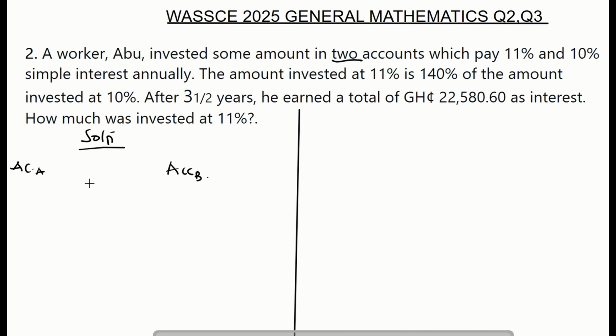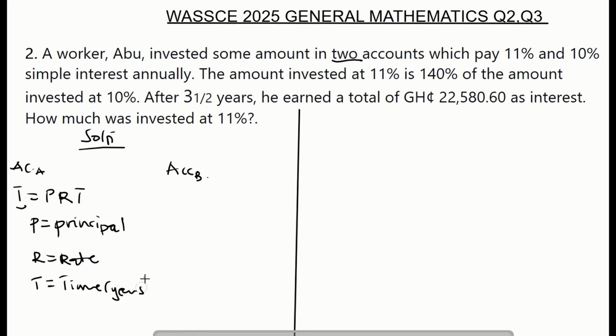Now for account A, let's first put the relation. Our interest is equal to our principal times the rate and then the time, where P is the principal, which is the initial amount invested, R is the annual interest rate, and T is our time, mostly in years.